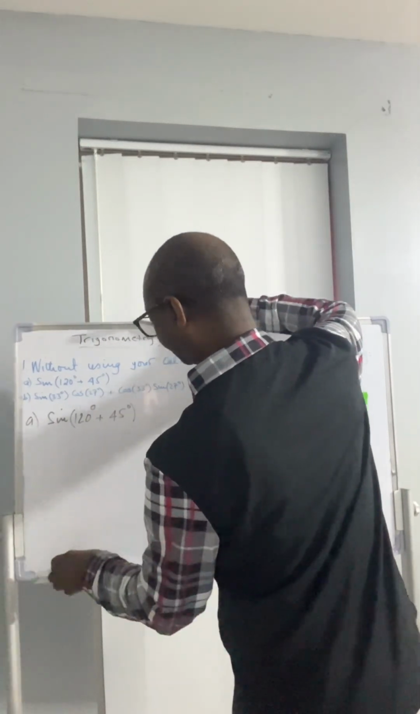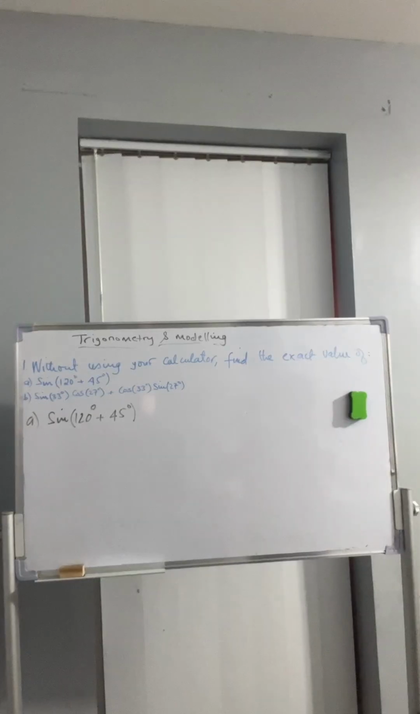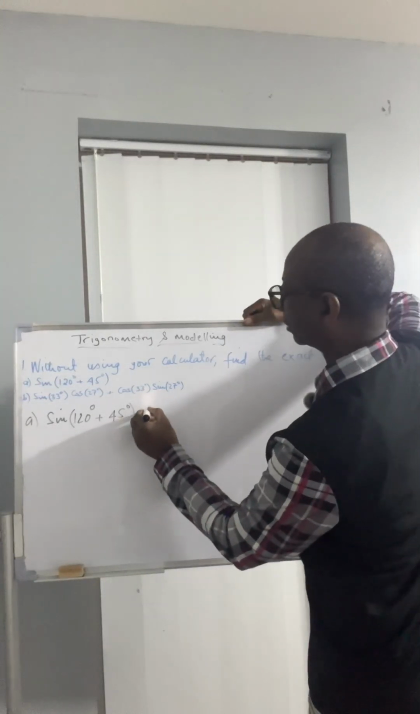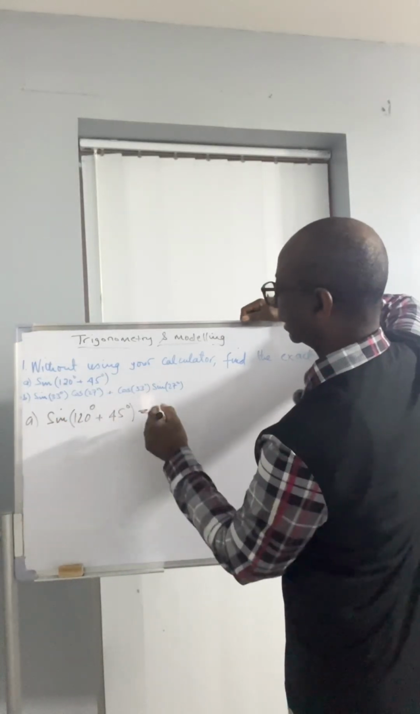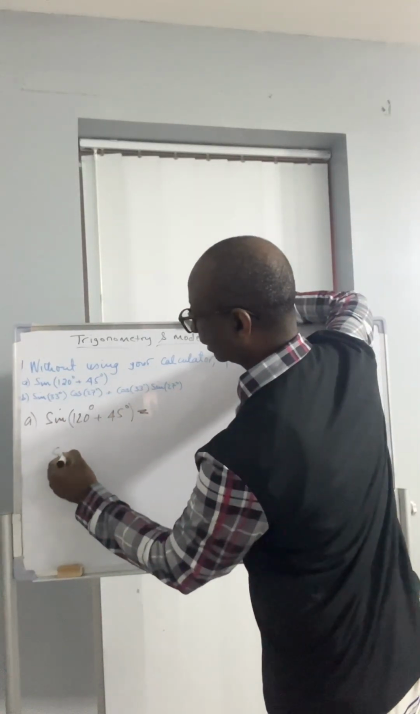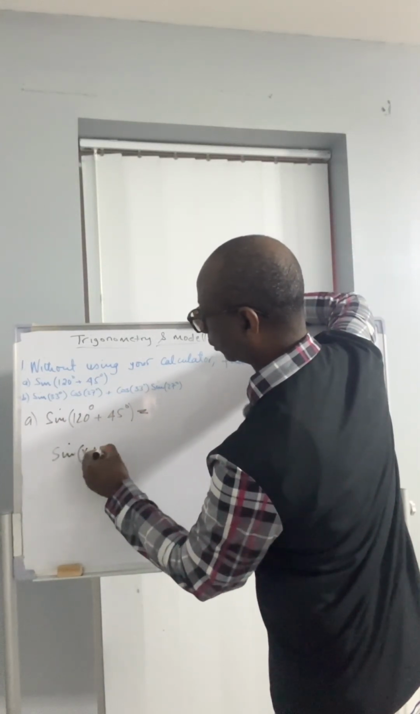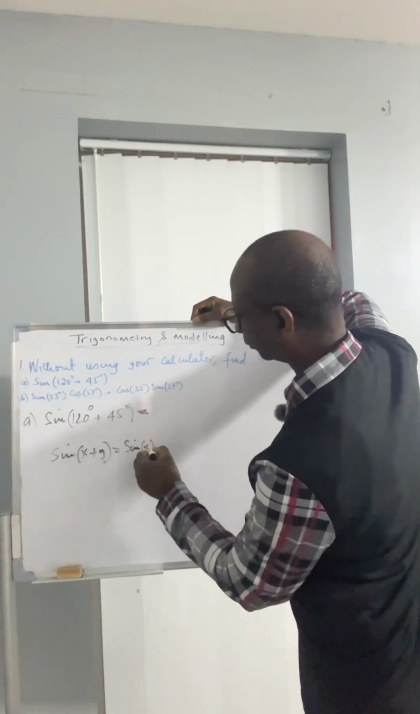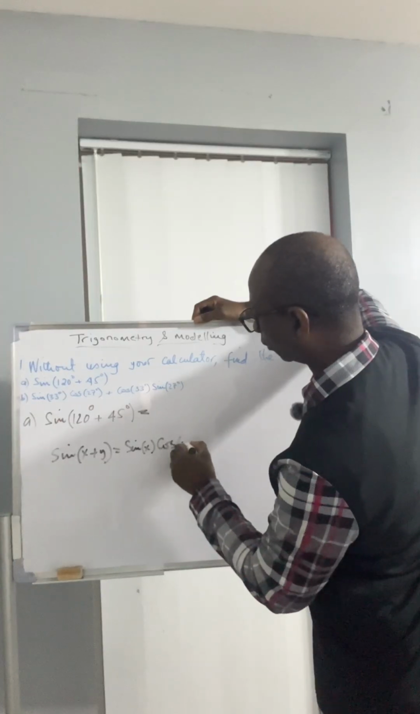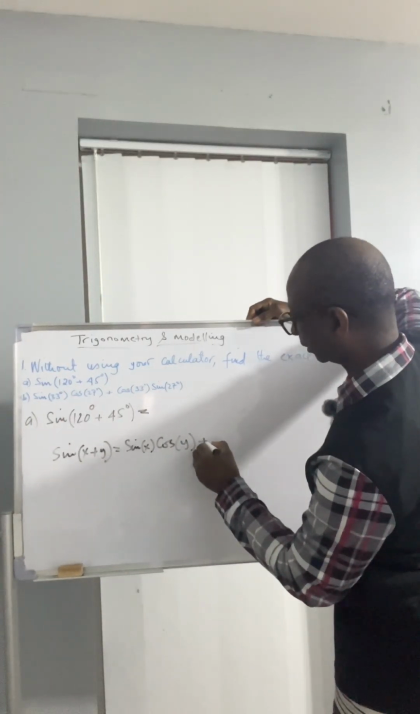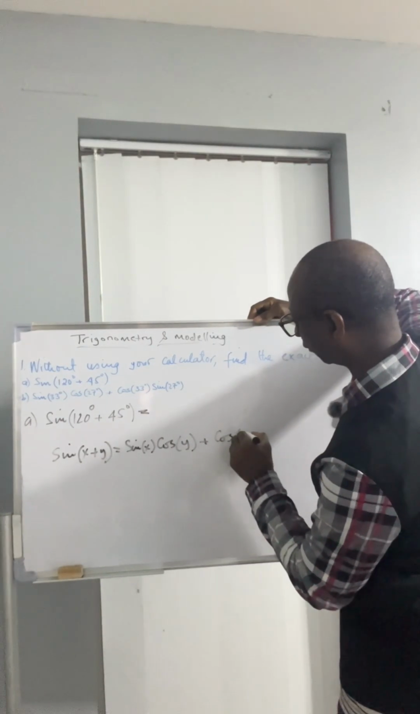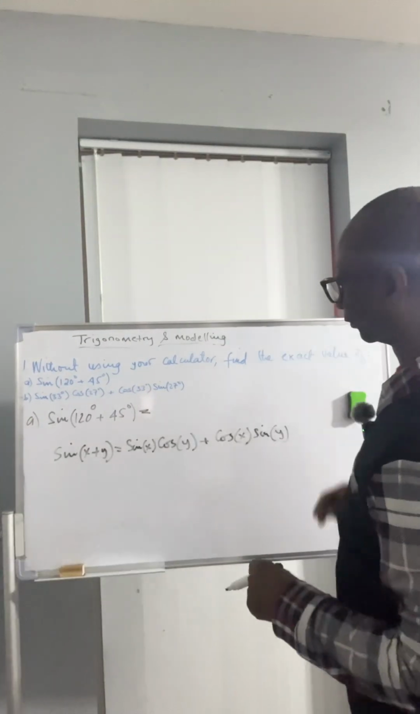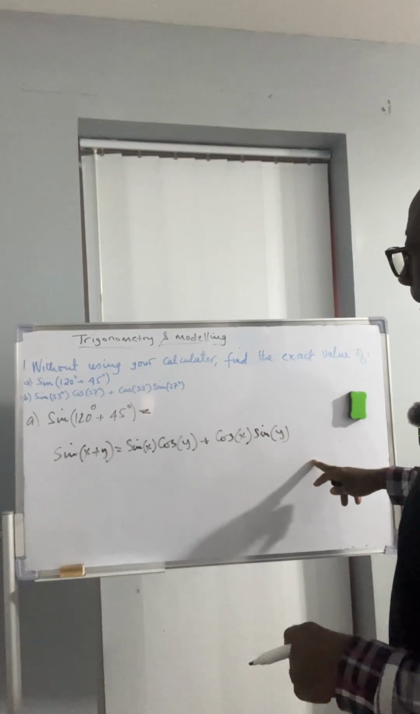So we use the angle addition formula directly. When you have sine of x plus y, you will get sine of x, cosine of y, plus the cosine of x, sine of y. This is what you get.